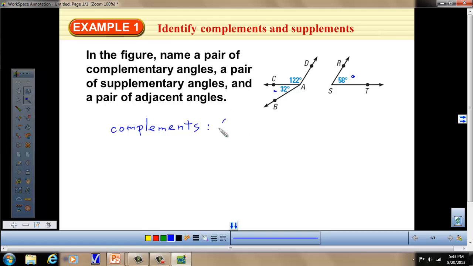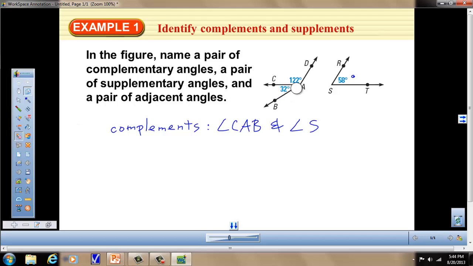are angle CAB and I'm just going to say angle S for this one. I can say angle S here because there's only one angle. For this one, I can't do that, because then we don't know which angle A we're talking about. So it's angle CAB and angle S, or you could say angle RST.